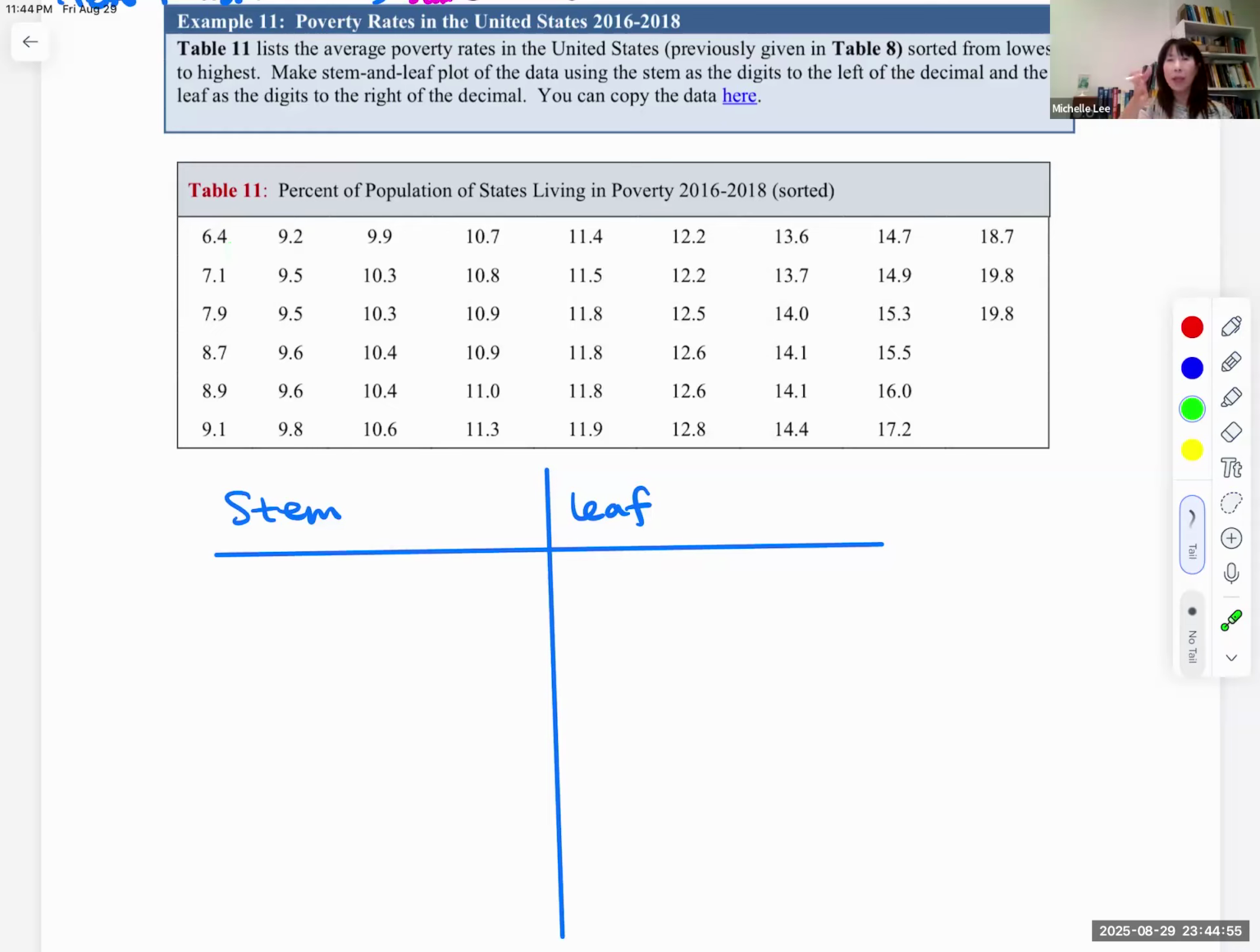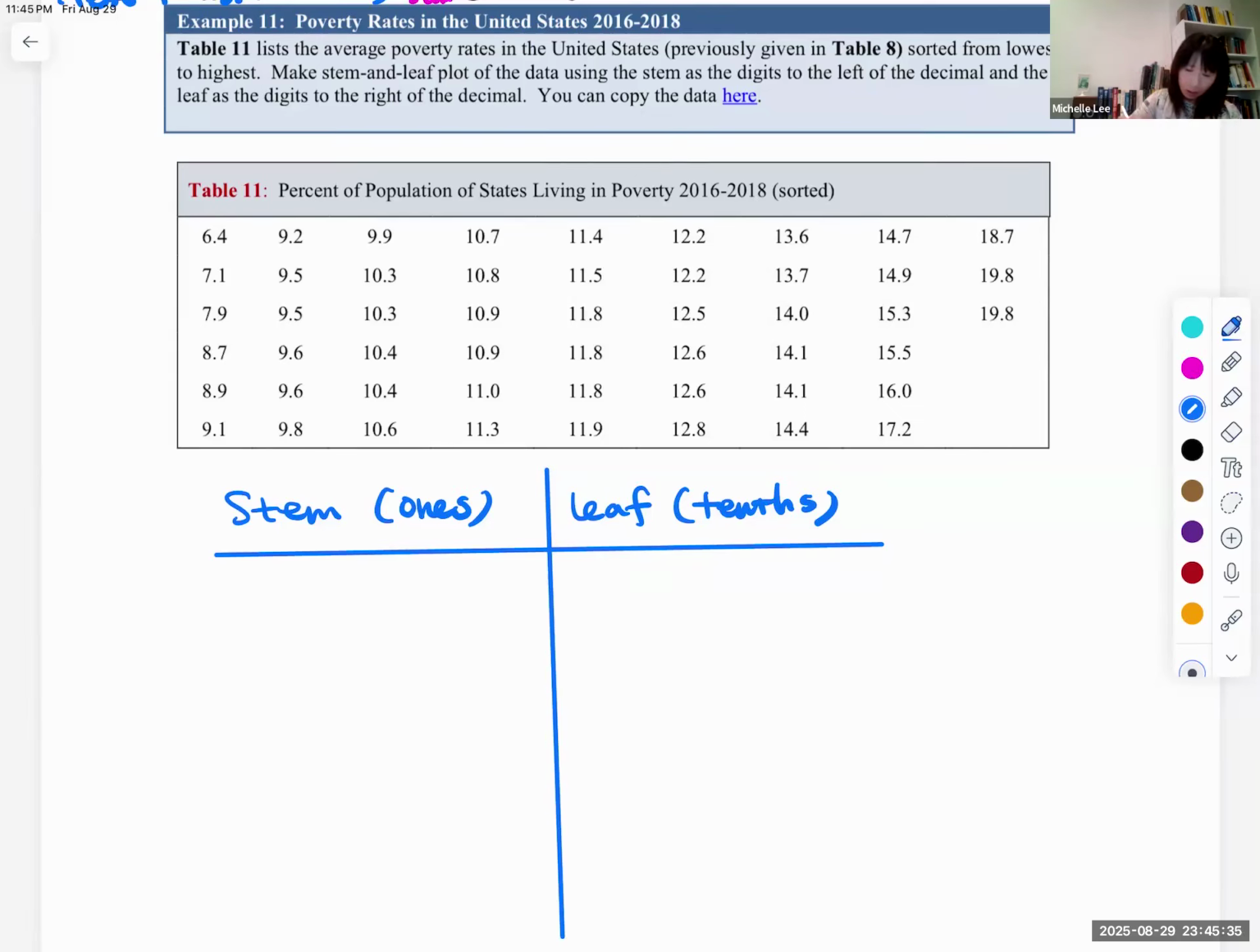Then what do we call this digit? That's tenths, right? So I'm writing out tenths. Then the leftover will be the stem. In that case we only have a whole number, right? So the whole number, what do we call it? This digit is ones, right? So we say the ones. If we have a larger number, then hundreds, thousands, and so on.